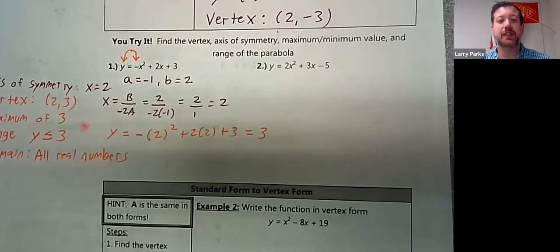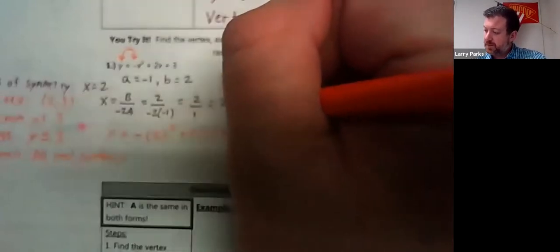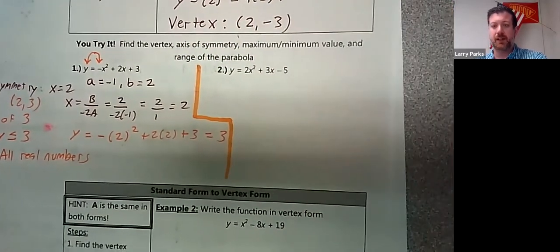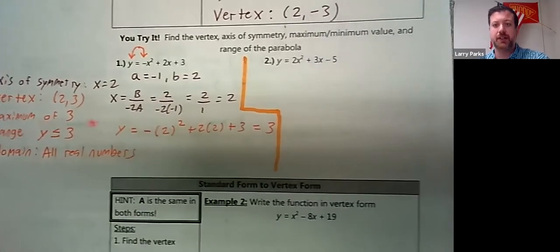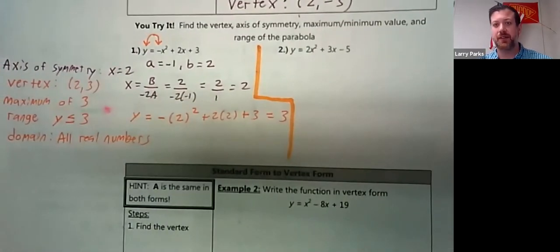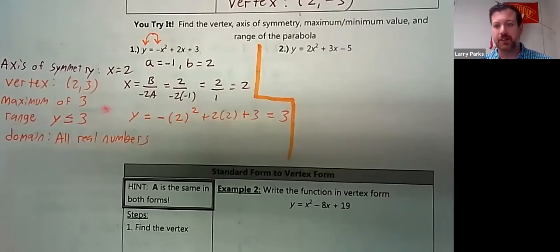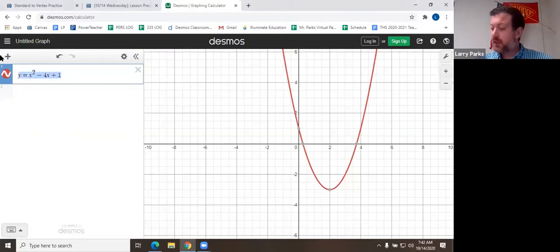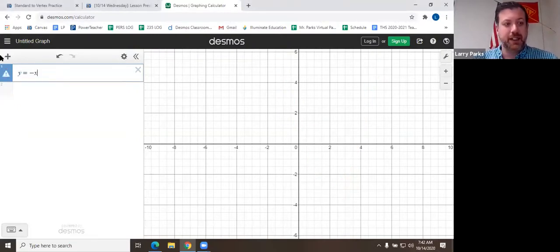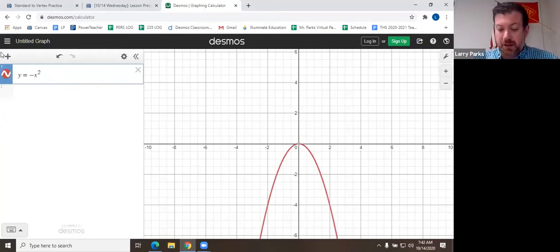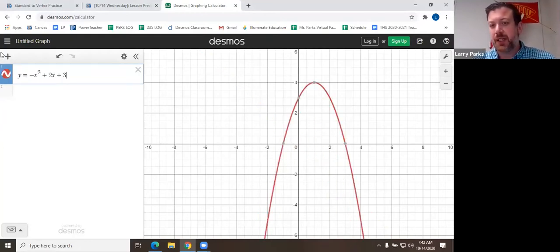Let's see. I answered all of their questions. In case you didn't get it, there it is. Oh, yes, 100% we should check our work. So let me check. I think the vertex is 2, 3. It's never going to get higher than 3, which is why I also put the range as less than 3. So let me just double check that this vertex is 2, 3. My function was y is negative, so flip it over, plus 2x plus 3. Plus 3 means y-intercept of 3.